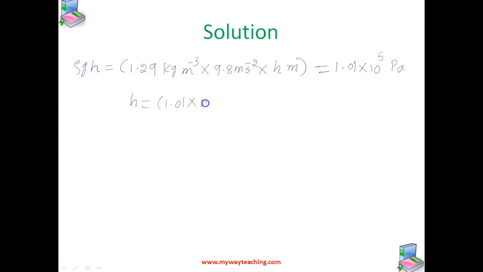h is 1.01 into 10 raised to 5 divided by 1.29 into 9.8. So this gives the value of 7989 meter, which is approximately equal to 8 kilometer. In reality, the density of air decreases with height. So does the value of g. The atmosphere cover extends with decreasing pressure over 100 kilometer.